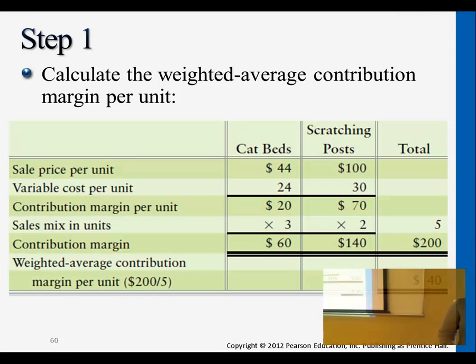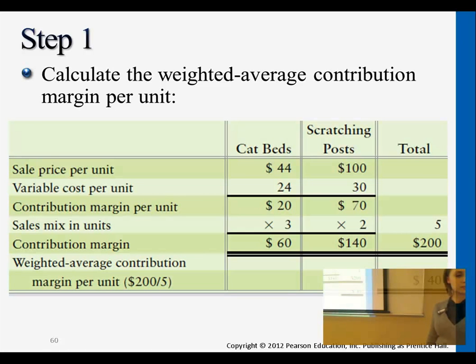So let's do step 1. What do we know here? We have this company, Cool Cat, they call it. It's producing cat beds and scratching posts. So we have 2 products. All right? What we also know is that total fixed cost is $40,000 for this company.